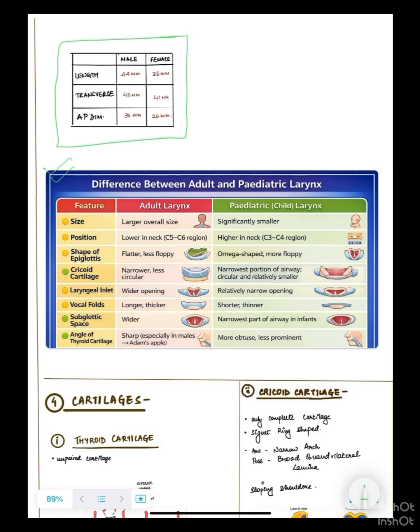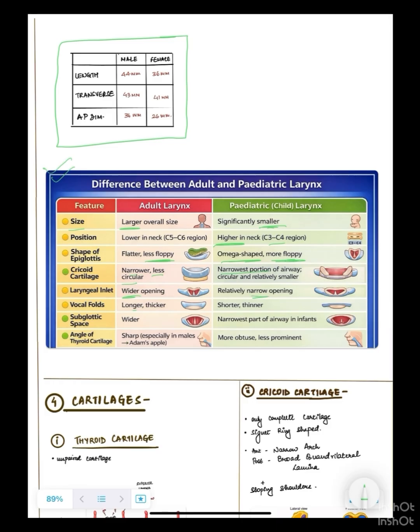First, size: we know that adult is larger whereas the pediatric larynx is smaller. Position: we have seen it is from C3 to C6 in adults, whereas it is higher in the neck in children, usually C3 C4 only. The shape is less floppy in adults, and more floppy and omega shaped in children. Cricoid cartilage is narrower and less circular in adults, and in children it is the narrowest portion of the airway. Laryngeal inlet is obviously wider in adults, and relatively narrower in children.